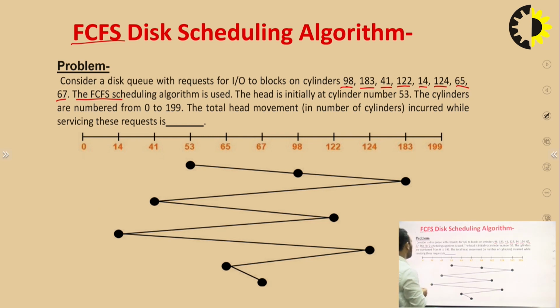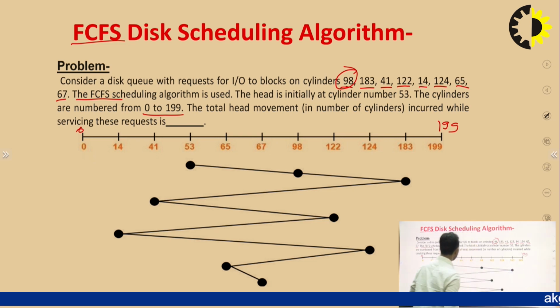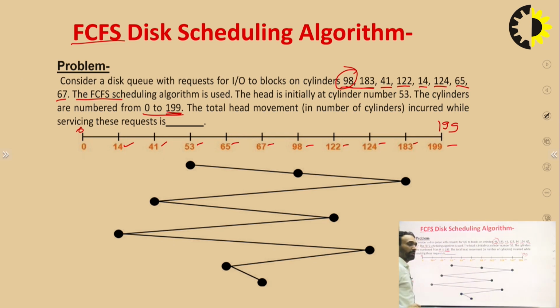First of all, we will make a timeline of all the cylinder locations. As given in the numerical, the range is 0 to 199. So we make a timeline from 0 to 199. After that, we will mark the locations as given in the numerical in increasing order: 14, 41, 53, 65, 67, 98, 122, 124, 183 and the last one is 199, as given in the numerical.